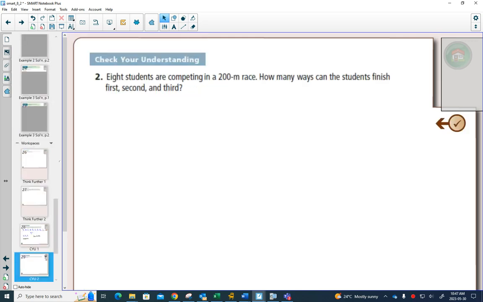spaces and decisions. So here's an example that could use the permutations formula, but we're first going to do it logically using what we already know. If 8 students are competing in a race, how many ways could they finish first, second, and third? Well, there's basically 3 decisions being made here. Who's going to come in first? Who's going to come in second? And who's going to come in third?